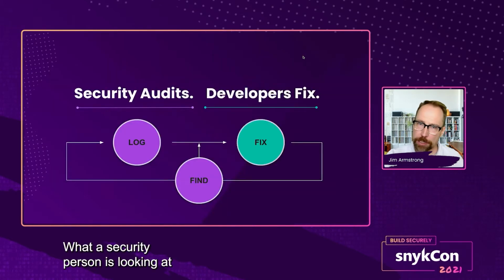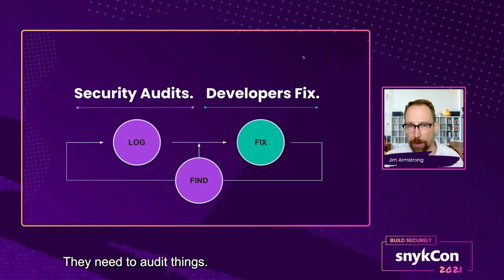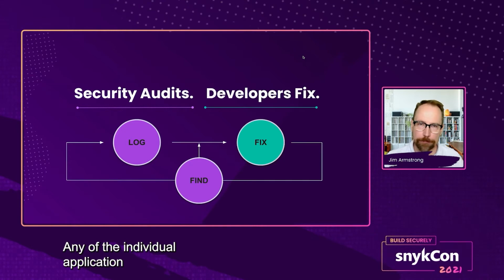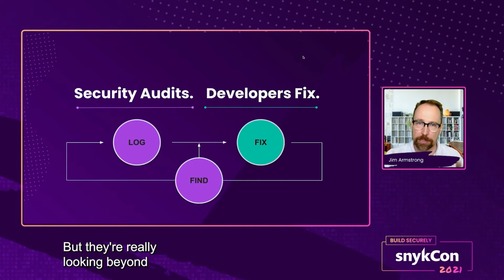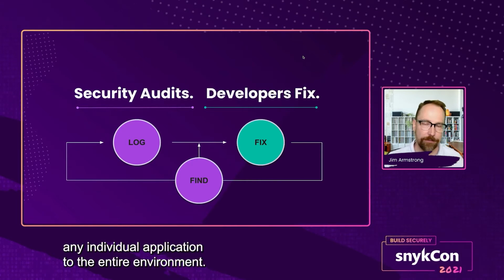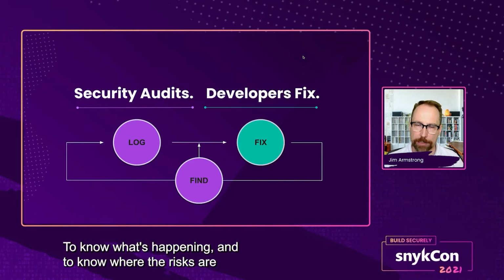What a security person is looking at is the overall risk of the environment. They need to audit things, right? They need the big picture. Any individual application is just one point of light in that risk report, but they're really looking beyond any individual application to the entire environment to know what's happening and to know where the risks are and to shut down those risks.